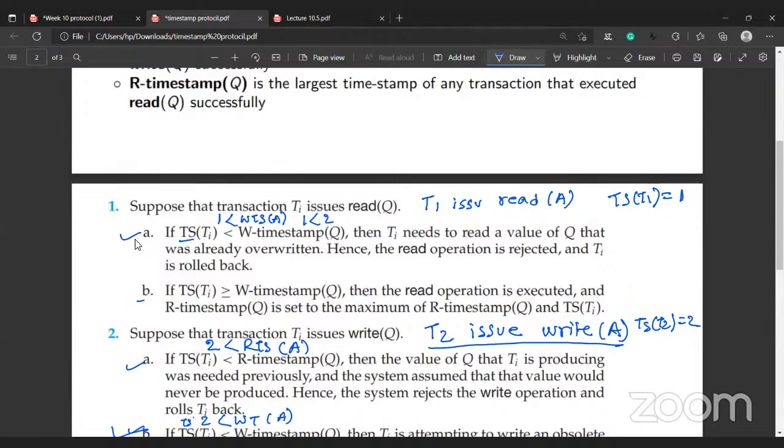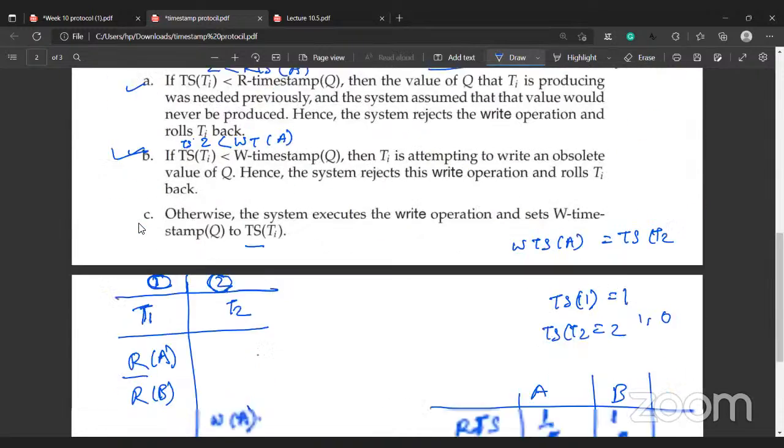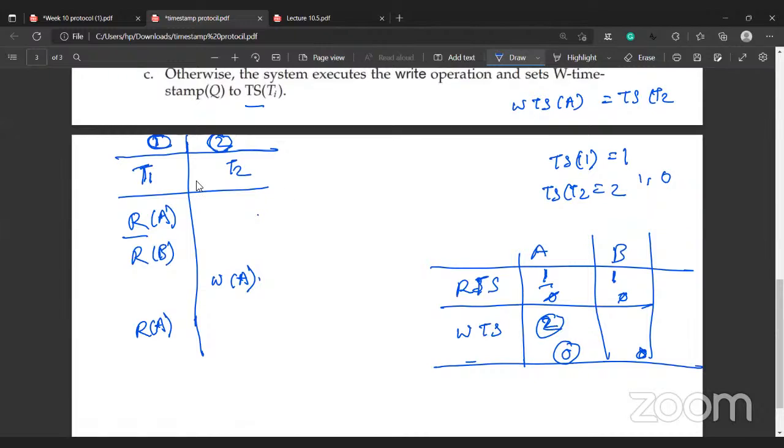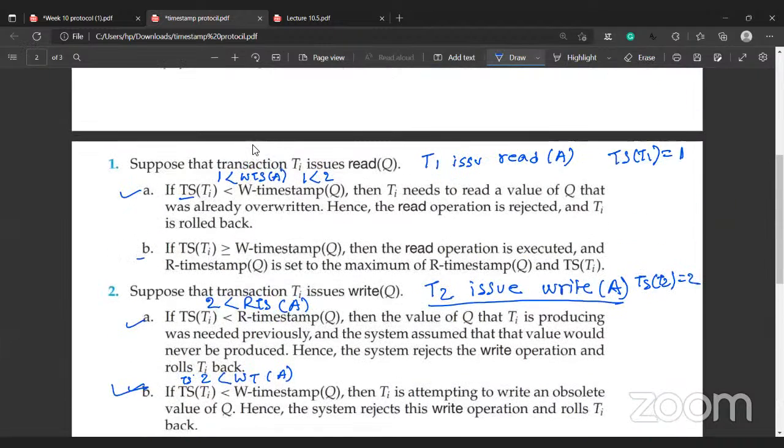Hello. Sir, TS of T1 is equal to 1. Where did you get this from? Okay. When transactions T1 and T2 enter the system, the system gives a unique timestamp. It can be the system clock or it can be a logical counter. So we give 1 and 2. So 1 is less than 2, right?